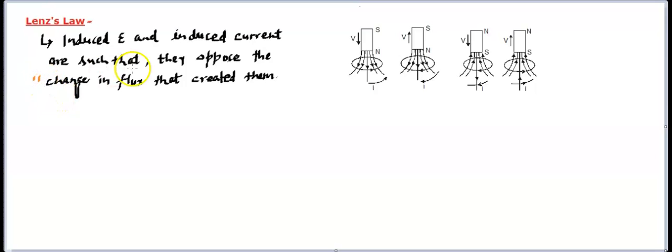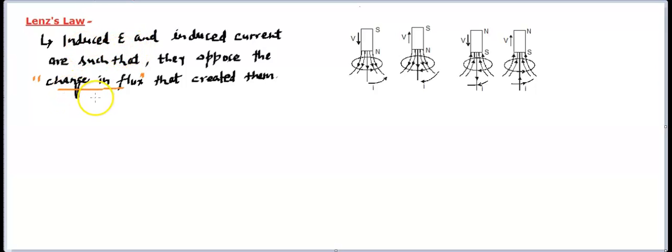So this has to be read together: change in flux. Induced EMF and induced current do not oppose the flux, rather they oppose the change in flux. So first we need to see what the change in flux is, then we need to oppose it, and then identify which current can oppose this and which type of induced EMF can oppose this.